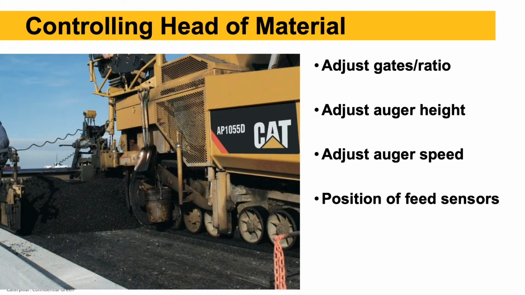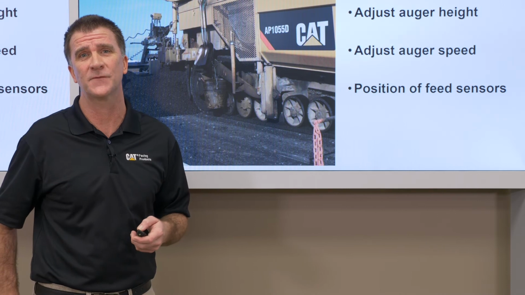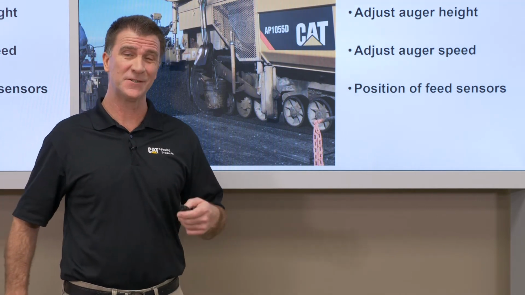So to control our head of material, we have either flow gates or ratio dials. All modern pavers, doesn't matter what brand or manufacturer they are, use some form of ratio dials. The older machines had flow gates in the tunnels where the conveyors come back that you raise or lower to control the amount of mix coming back to the screed. Auger speed, we can adjust the auger speed to control our head of material. And really important, the last one on the bullet list here is the position of our feed sensors. So that's our sonic feed sensors or our paddle feed sensors.